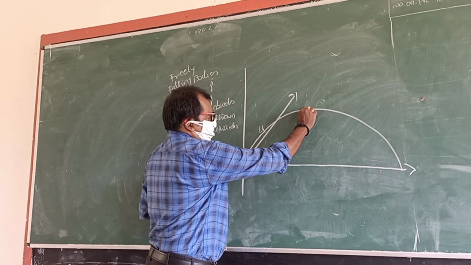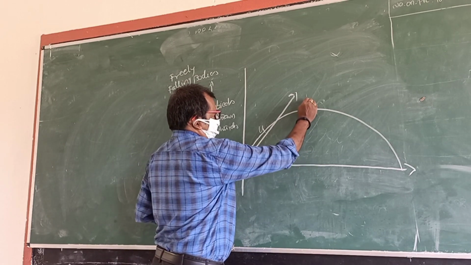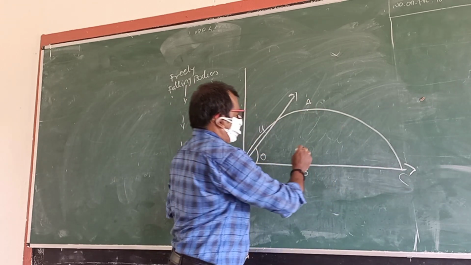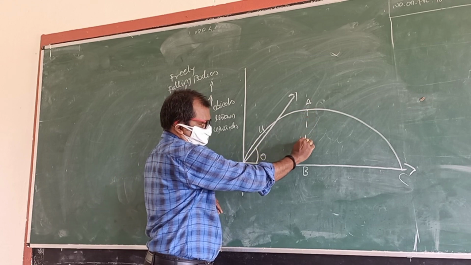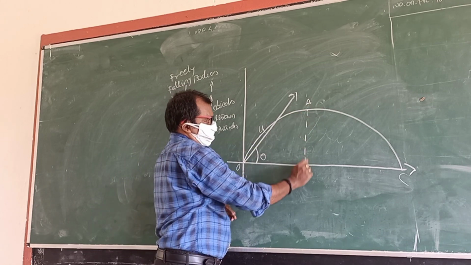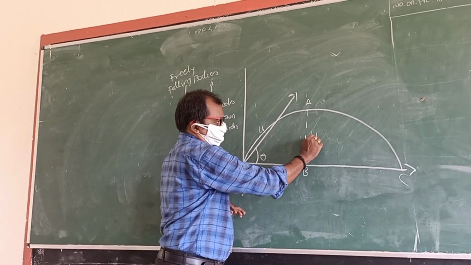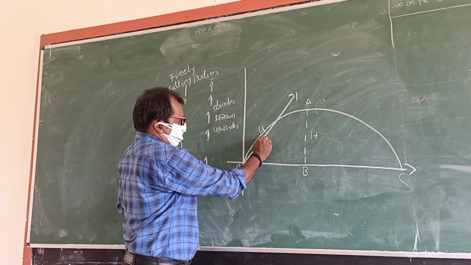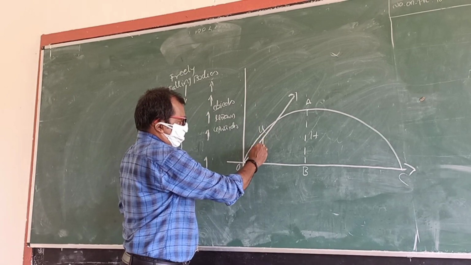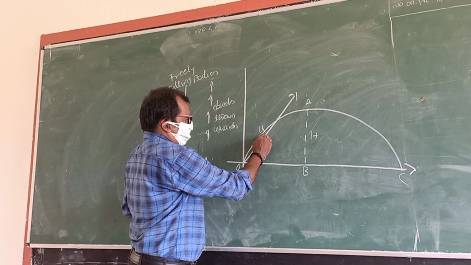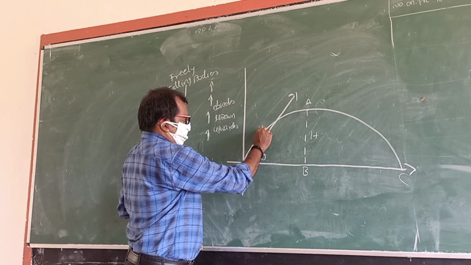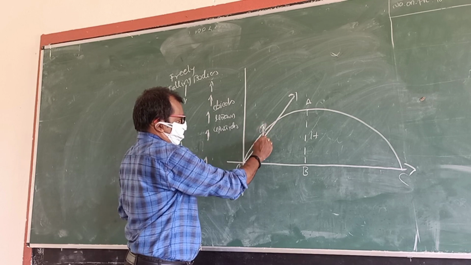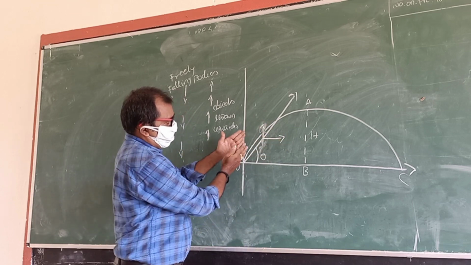Here O, A, B, C. OAC is the total path. AB is the maximum height reached by the projectile. Here the object is thrown with an initial velocity u. Therefore, since we are moving in a coordinate plane, it can be resolved into two components: the horizontal component of velocity ux and the vertical component of velocity uy.